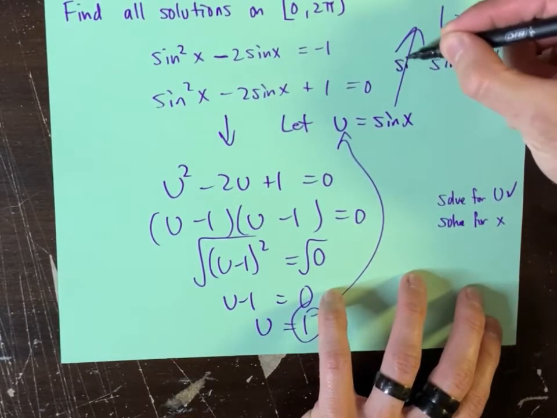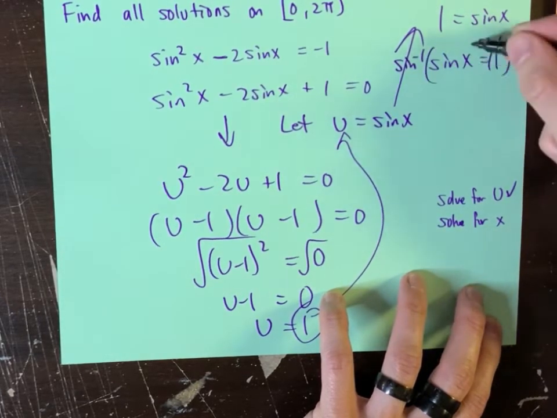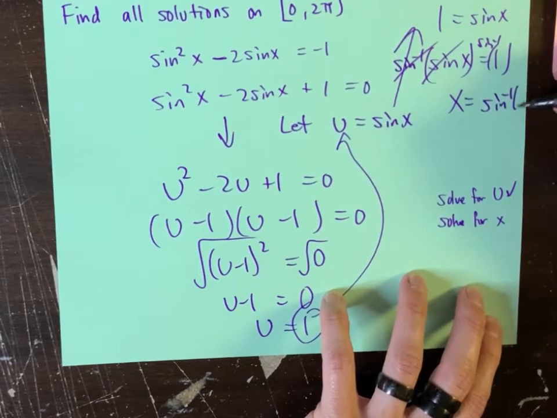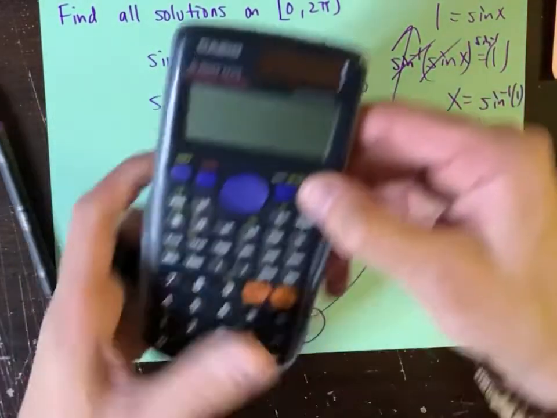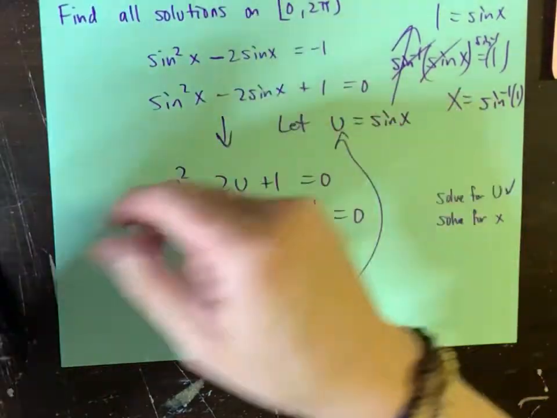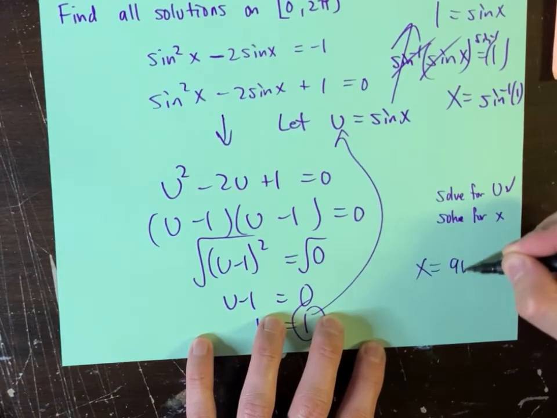Take the sine inverse of both sides, because the sine inverse knocks out the sine, and our angle would equal the sine inverse of 1. Let's type that in. What is the sine inverse of 1? I got 90. So I got 90 degrees for x, so it looks like x equals 90 degrees.